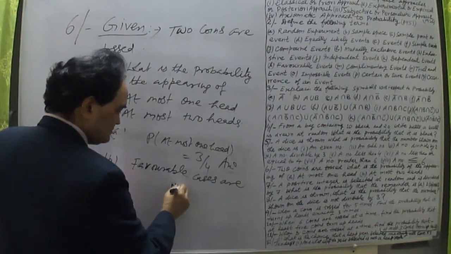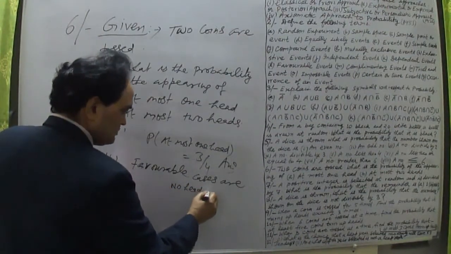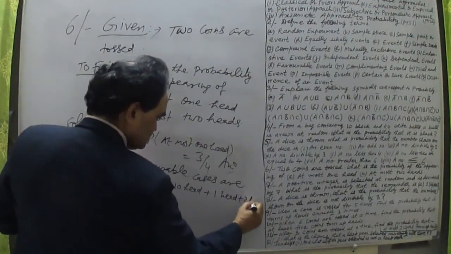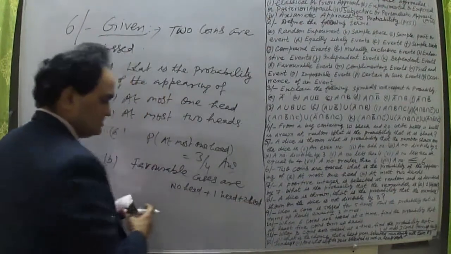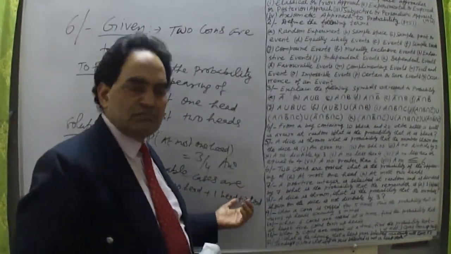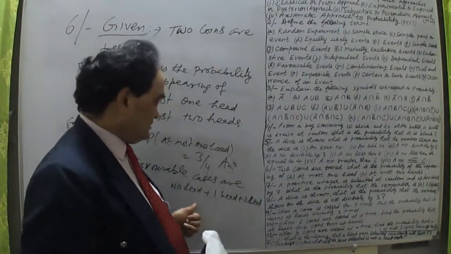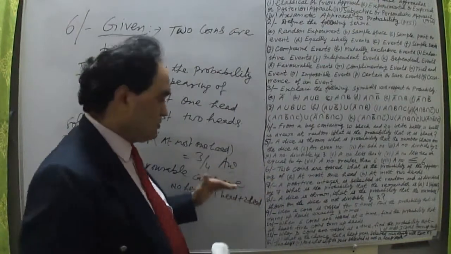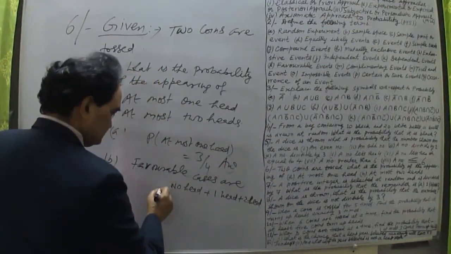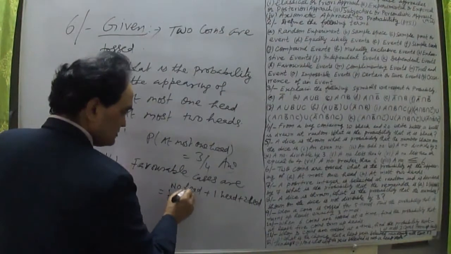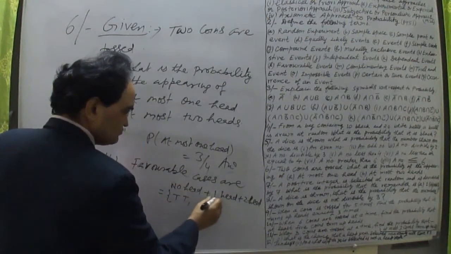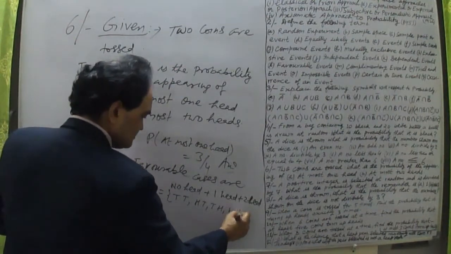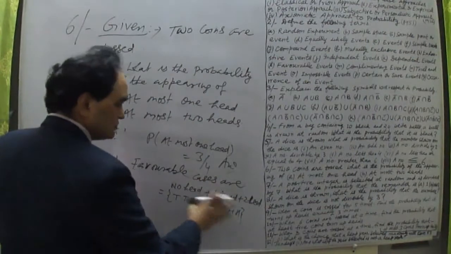That is no head plus 1 head plus 2 heads. Why? Because at most 2 heads, maximum 2 heads. Less than 2 are also possible. Less than 2 means no head, 1 head and 2 heads. These are all possibilities. So let me write down these cases: TT for no head, HT and TH for 1 head, and HH for 2 heads. These are all 4 cases.